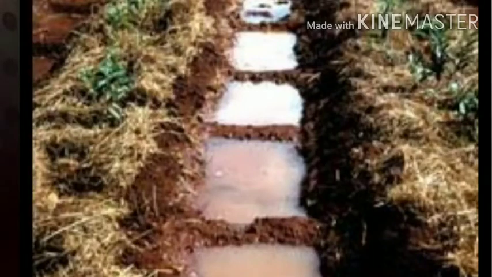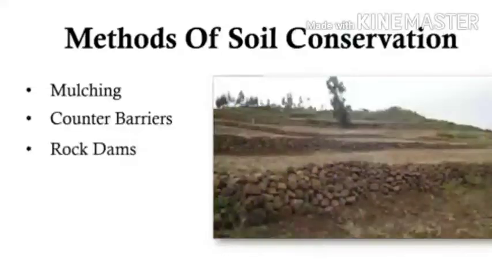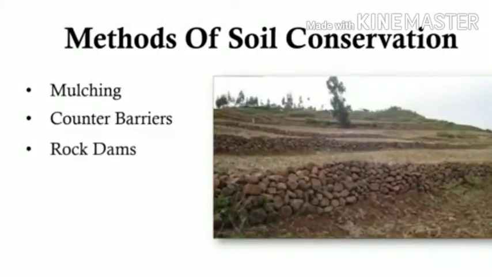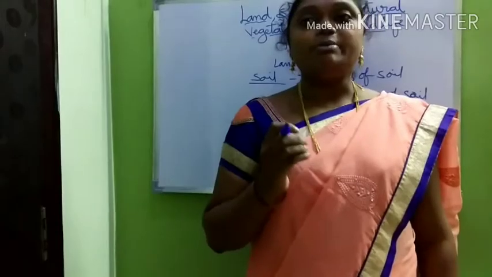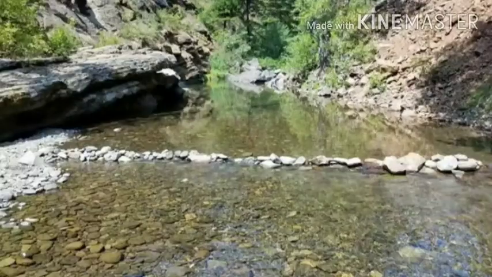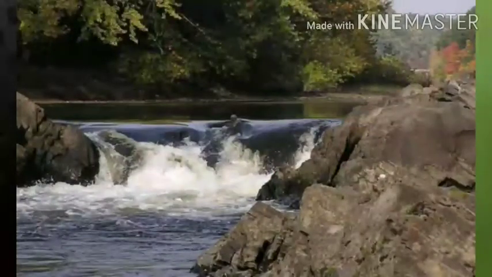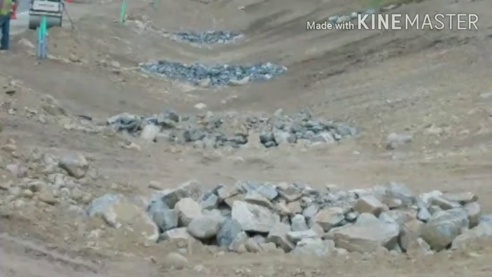Next one is rock dam. What is this rock dam? Rocks are built up to slow down the flow of water, and this prevents gullies and further soil loss.